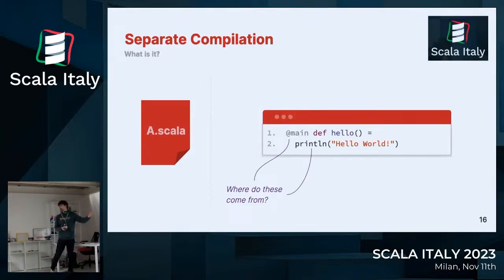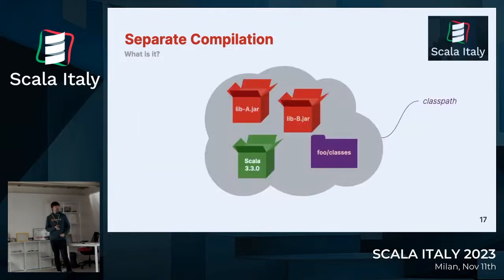Let's just say you have the hello world program here. In this file, the only thing that we have defined is this hello method. The compiler doesn't really know what this @main thing is, and it doesn't know what the println thing is. These all have to come from a library somewhere. And so these libraries are all basically on the classpath. On the classpath, we're going to have the standard library for Scala 3. We might have the classes that were produced from the previous time you ran the build, and we have the classes from all of your library dependencies.